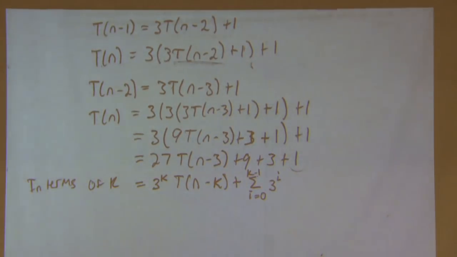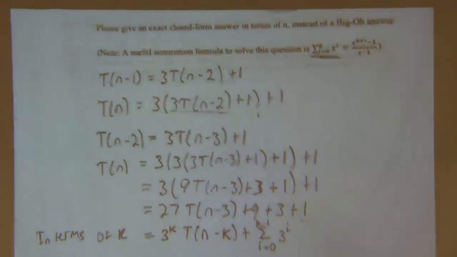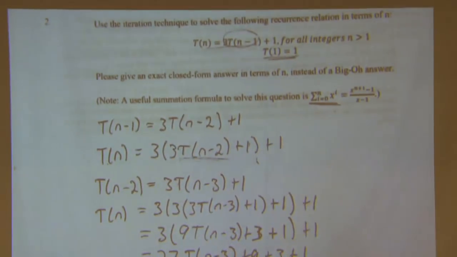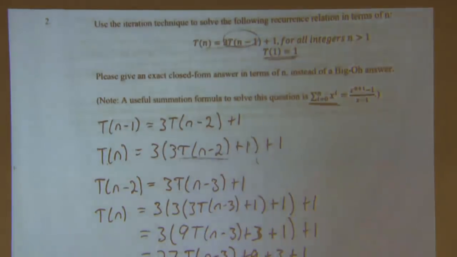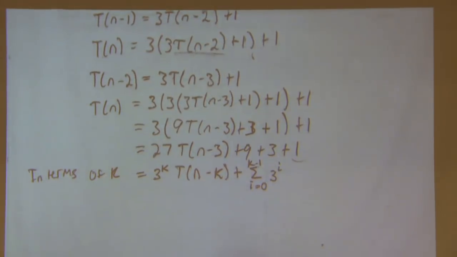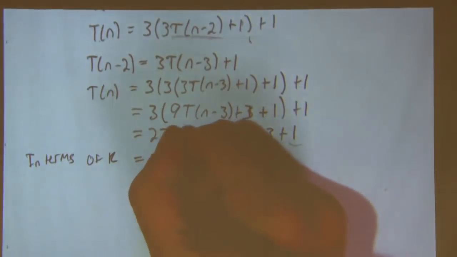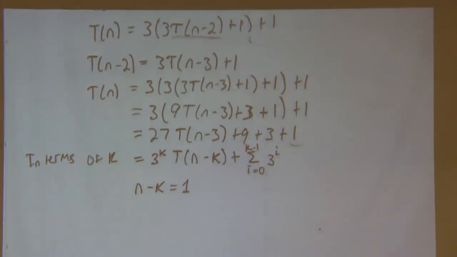All right, cool. And so now what we need to do is use our base case. So what we want to do is end up finding this T of 1 is equal to 1 thing, right? And so what we need to do is make this T of n minus k become a T of 1. And so in order to do that, all we have to do is say n minus k is equal to 1, right? And then solve that.